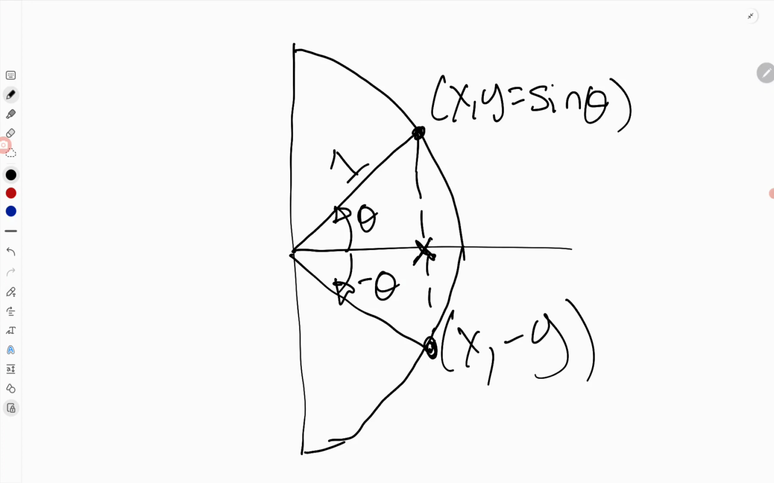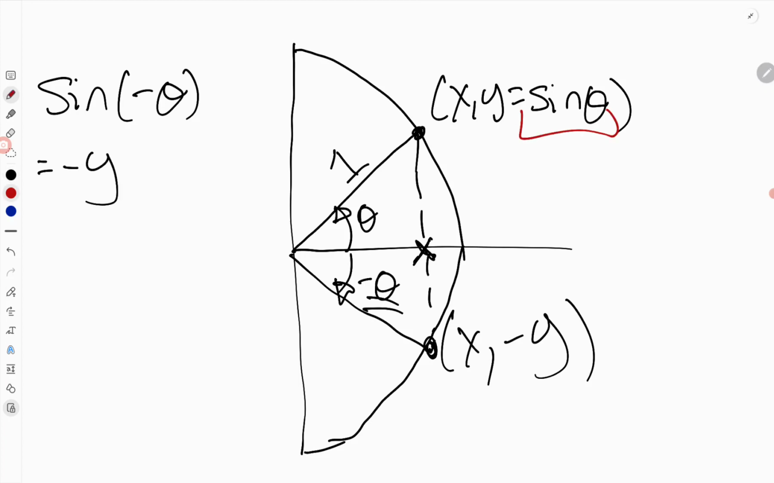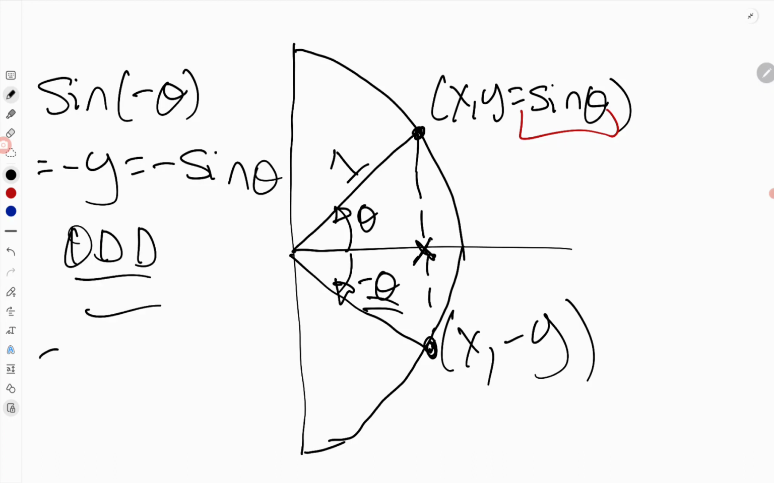So what does that mean then for us? It means the following is true: sine of negative theta, the sine of this negative angle here, is equal to negative y, but y itself from here is equal to the sine of theta. So that means we can say it equals negative sine of theta. In other words, this function is what we say odd. So sine of negative theta equals negative sine of theta. That's the big idea.